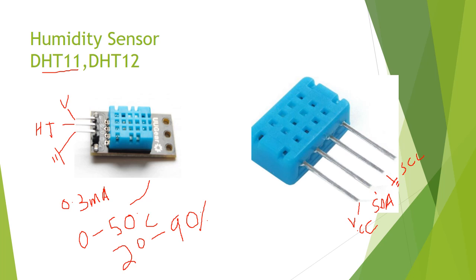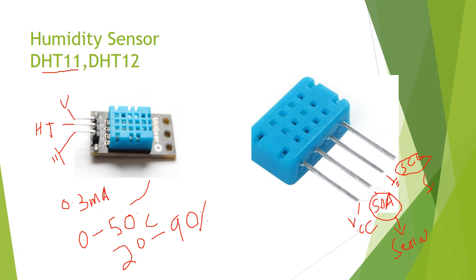Okay, so now the next is the DHT12. Here you can see these two pins are the new pins, SDA and SCL. These two pins are like serial pins. This is your serial data pin, and this is your serial clock pin.